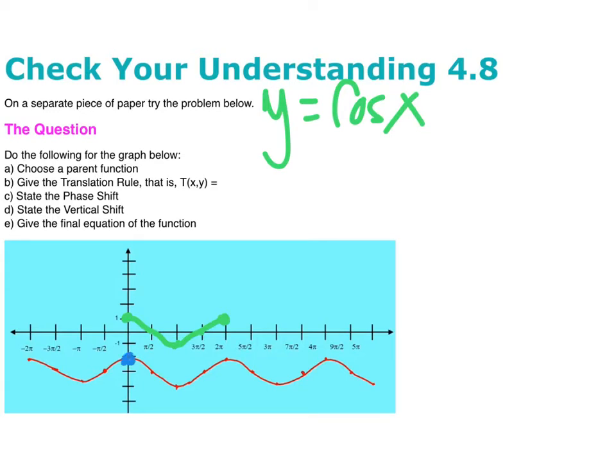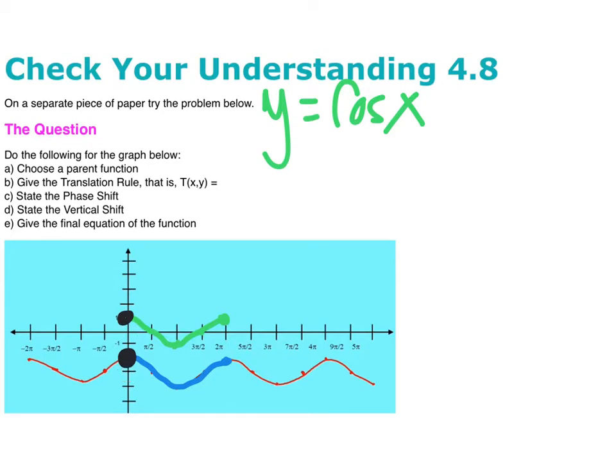I'm going to start from here to here, and I see that. Next thing you're going to do is take one of the key points, and I'm going to take the starting point here and see how it changed. As you look at that, you can clearly tell that this original starting point at (0, 1) is now at (0, -2). So this point went down 1, 2, 3.